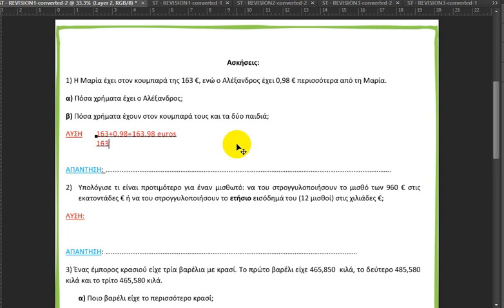So we need to do 163 plus 163.98, which makes 323.98 euros. Nope, sorry, 326.98 euros. All right, let's move on to the next one.